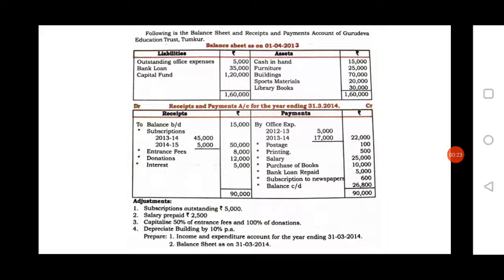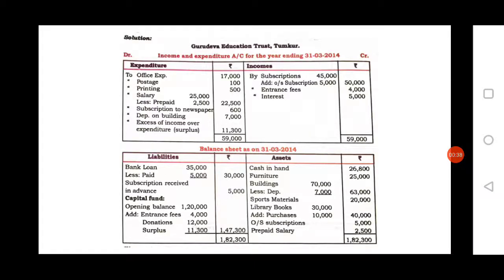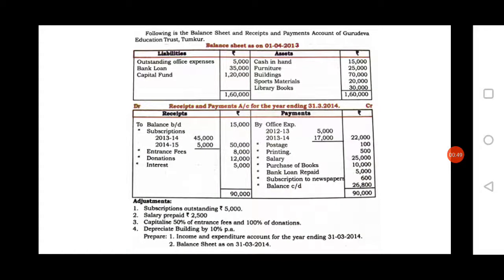From these you have to prepare the income and expenditure account for the year ending 31st 3 2014 and the balance sheet as on 31st 3 2014. First you have to prepare the income and expenditure account. First you have to write the title, then debit side expenditure, credit side income. While recording the items in the expenditure side, you have to refer to the payment side items.